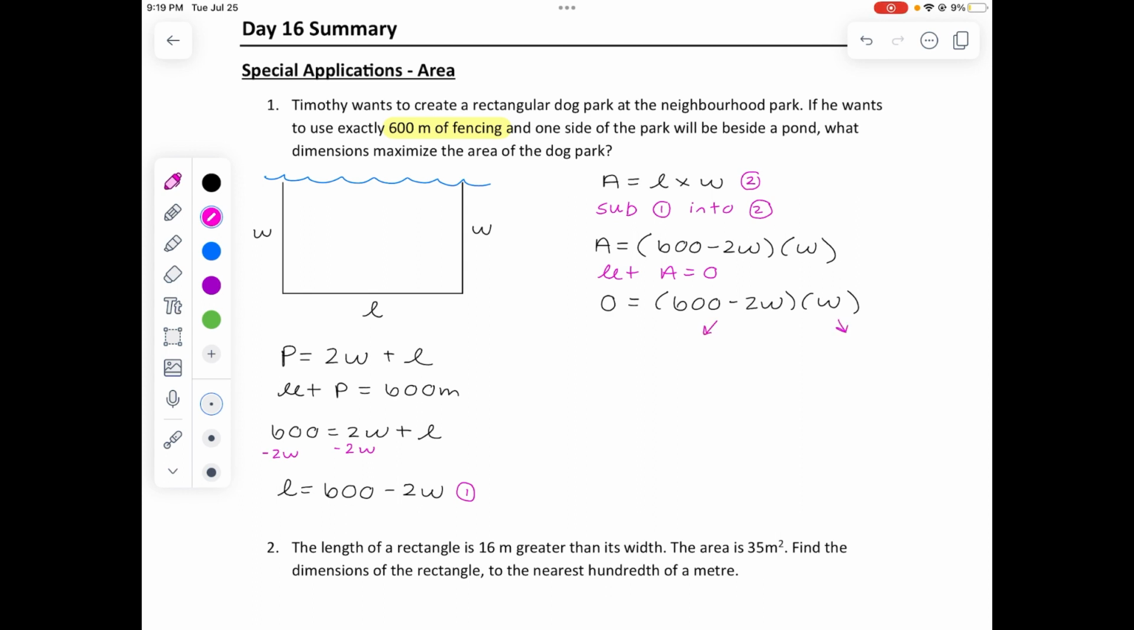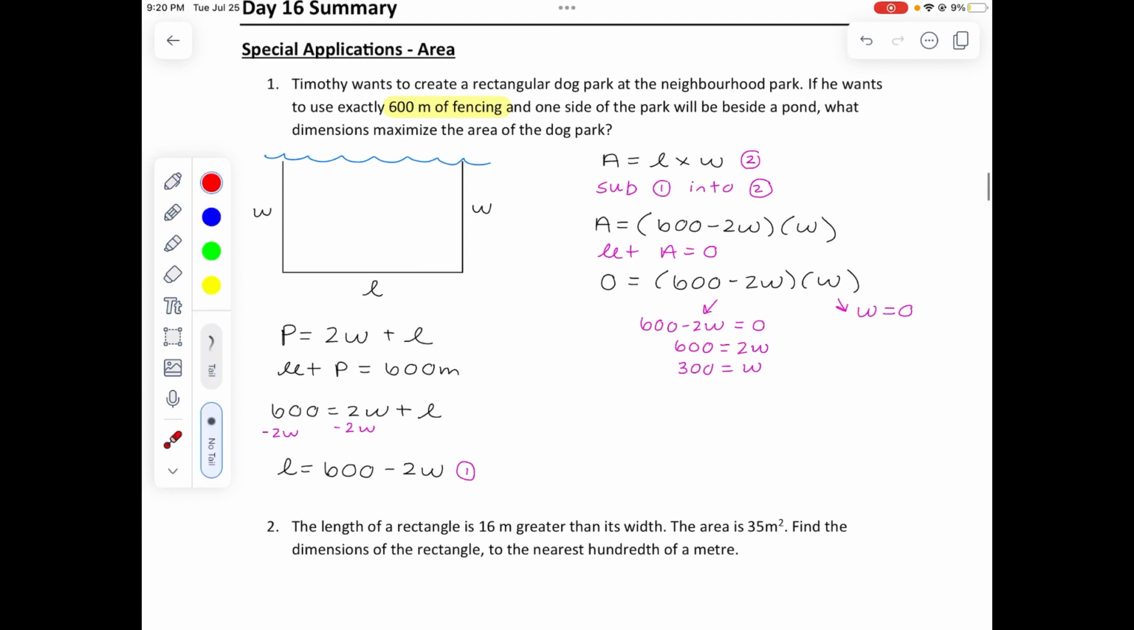Okay, so one of these here, this is just w equals 0, and then we'd have 600 minus 2w equals 0. So 600, if we bring the 2w over, it's going to be positive. We'll divide by 2 on both sides, so we'll have 300 is equal to w. Now be careful here, this is not telling me that the width is 300. Okay, because I also have this one.